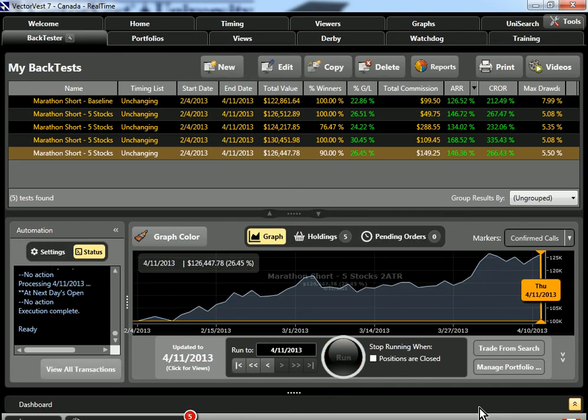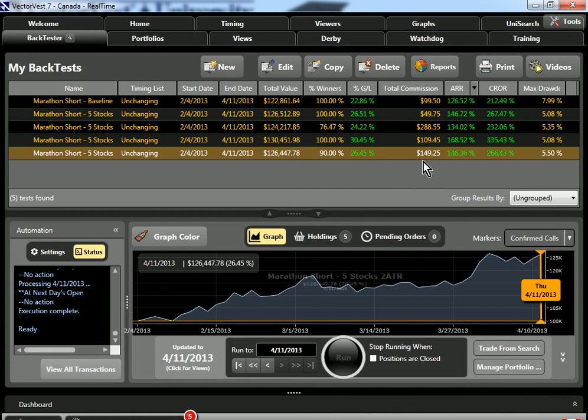Well, interesting. Not quite as good as what we saw before, but has some merit. 90% winners, 26.5% gain comes in towards the top of the returns. Commissions are reasonable, not quite as good as what we had before. So I'd still stick with the trailing stop of 15% at this point.